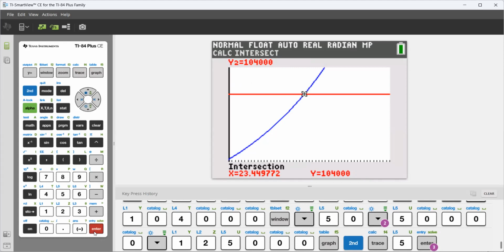Now, because you want to round up, in this situation, remember that because you are in the 24th year, 23 point something, you say 24 years. So from 2010, in 24 years, you're looking at 2034.